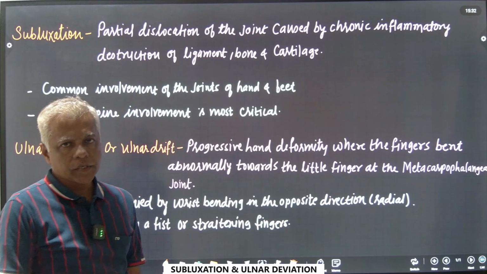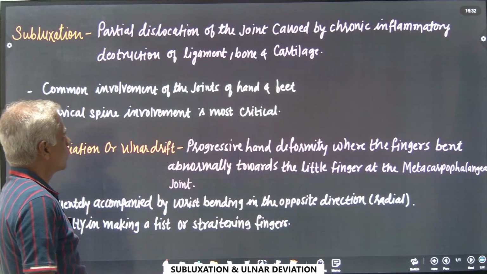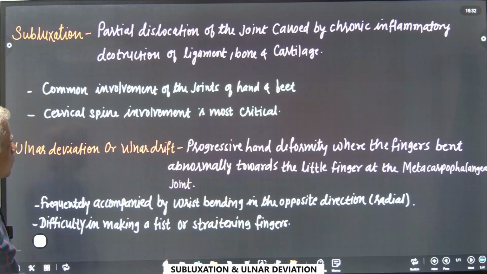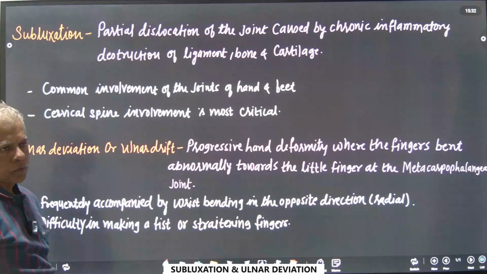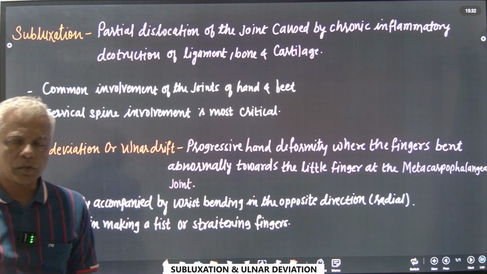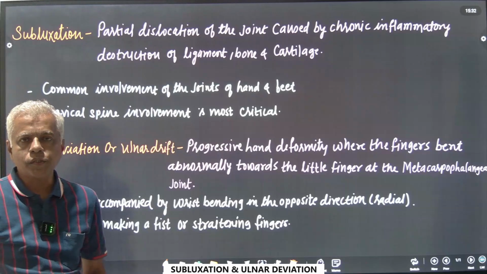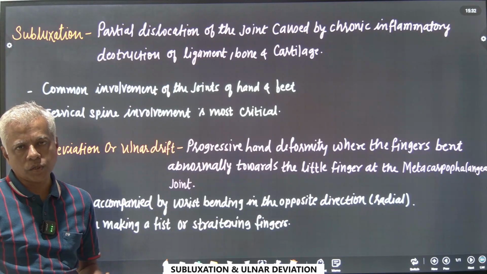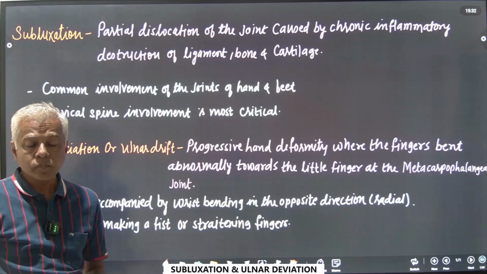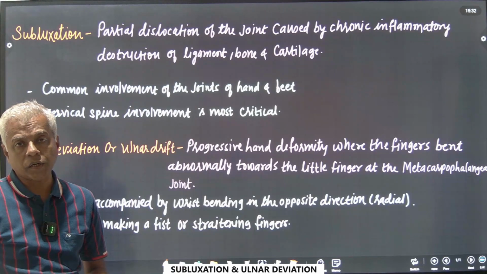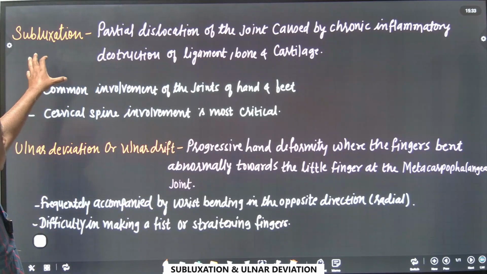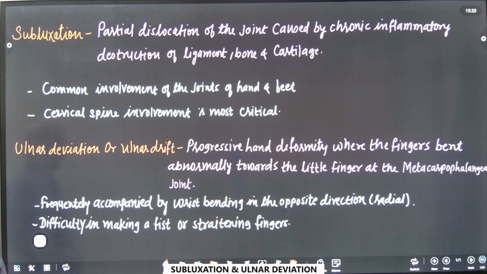Now we will see the next deformity, that is subluxation. In a subluxation, there is a partial dislocation of the joint caused by chronic inflammatory destruction of the ligament, bone and cartilage. In RA, we know that this is a chronic inflammatory disease where there is a destruction of the cartilage and the bone, and this process is giving rise to the subluxation.